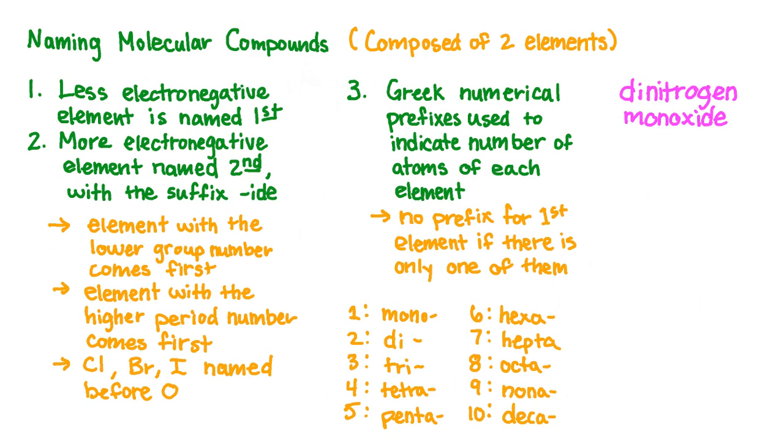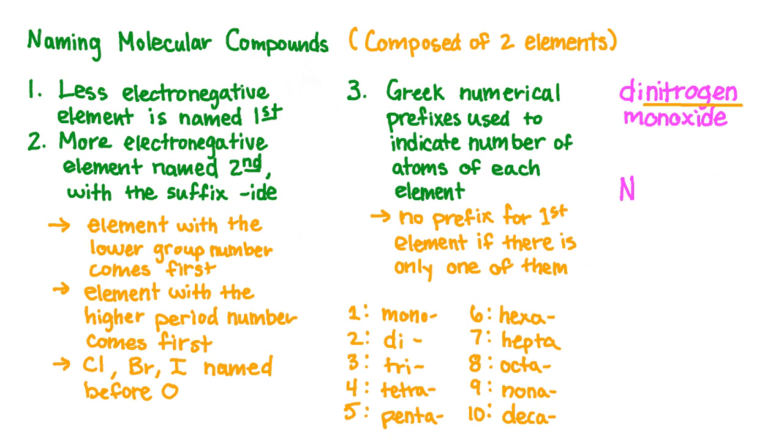Now let's try one where we go the other way, where we come up with the chemical formula of a compound from its name. Let's try dinitrogen monoxide. As a quick aside, you'll notice that we dropped the double vowel here. We have monoxide instead of monooxide. This comes up fairly frequently when we name chemical compounds.